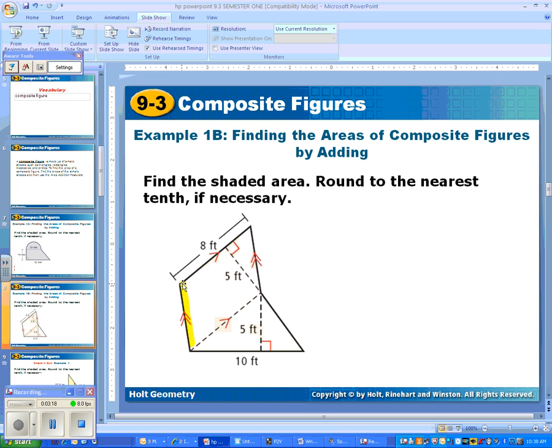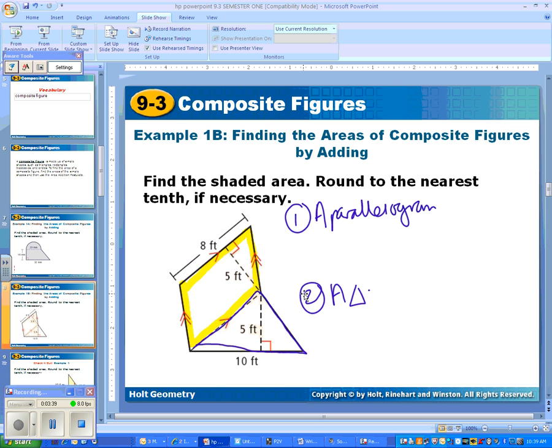So this is a really complicated picture, but if you look, this yellow thing is a parallelogram. So the first thing we can find is the area of the parallelogram. And then the leftover part, that's just a triangle. So we have the area of a parallelogram, and we have the area of a triangle. And we know how to find the area of both of those shapes. So the area of the parallelogram is base times height, and you know that those are perpendicular. So the 5 and the 8 are perpendicular. That would be the base and the height of the parallelogram. So you get 40 feet squared.